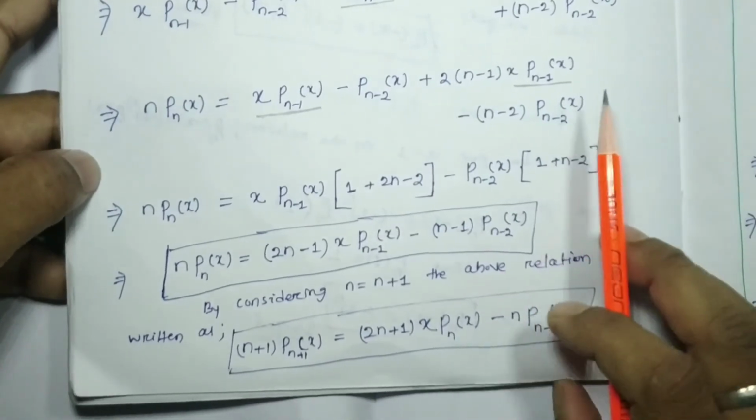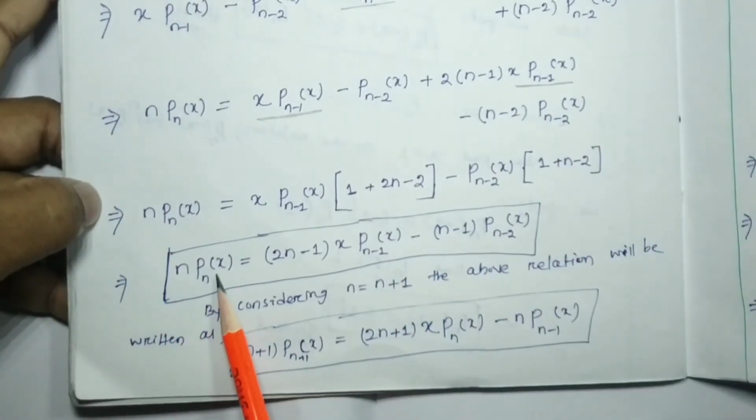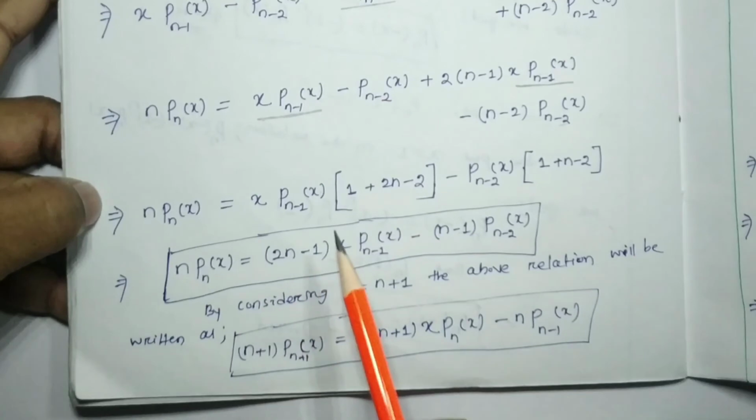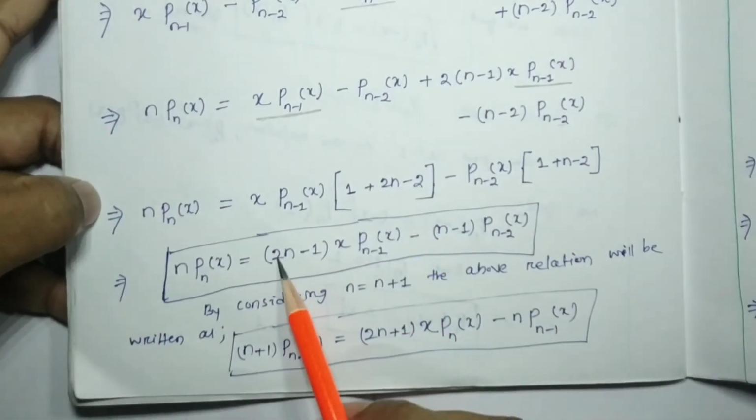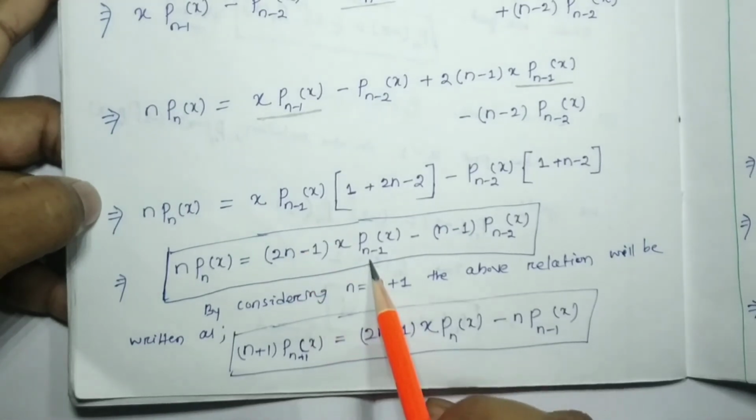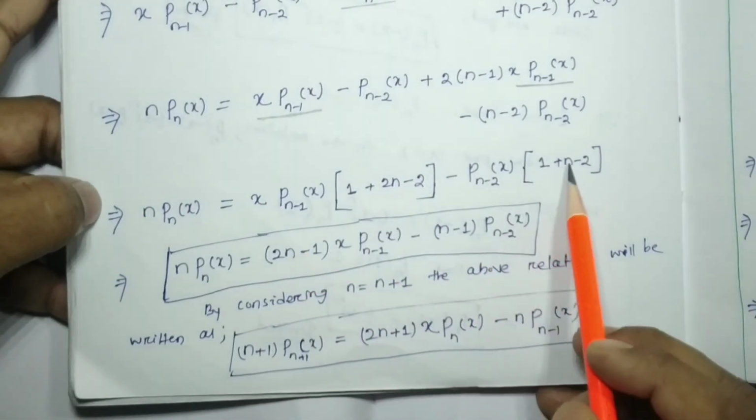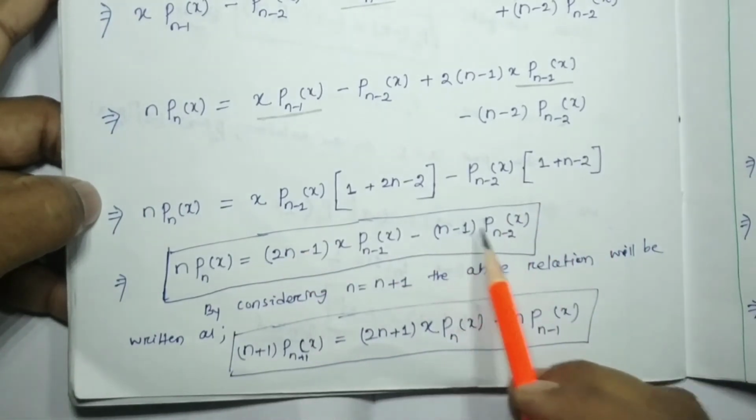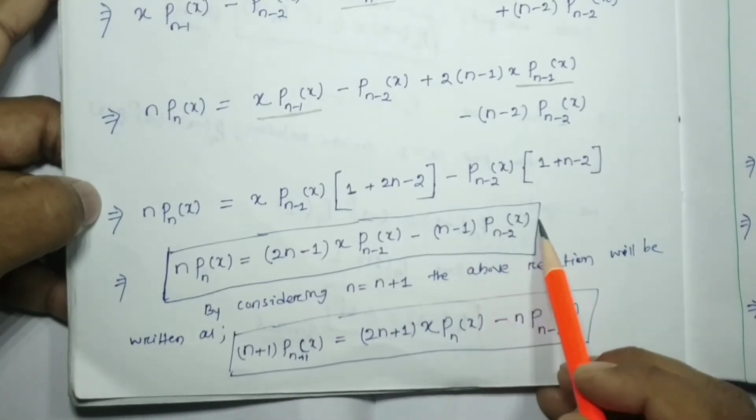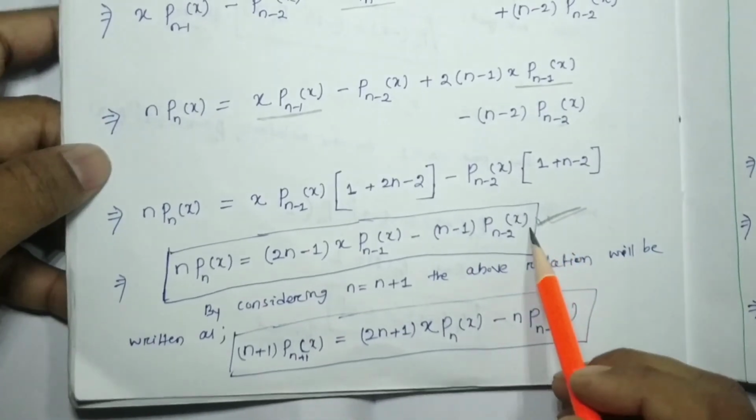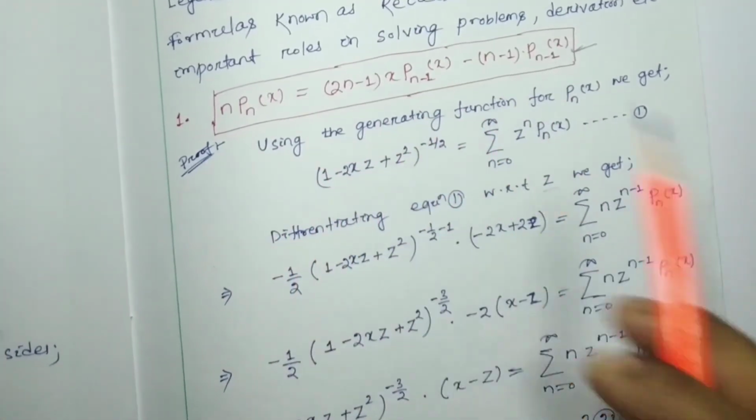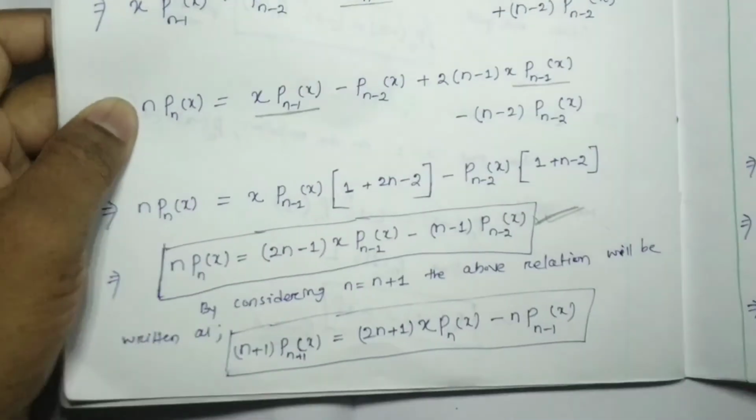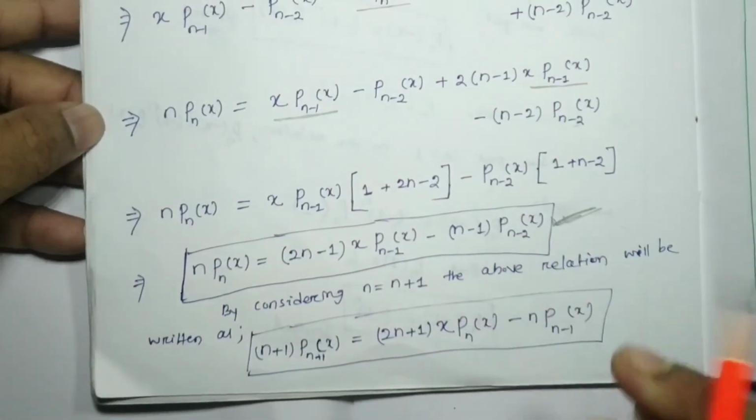So we found n into Pn of x equals 2n minus 1 into x P n minus 1 of x minus n minus 1 into P n minus 2 of x. Hence it is proved: whatever recurrence relation we defined has been proved here. Carefully you have to write all the steps.